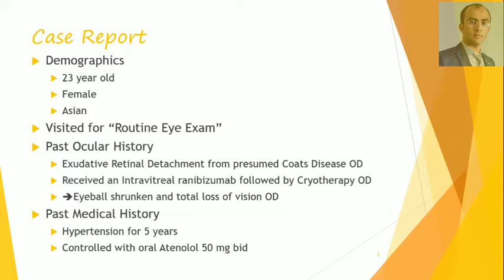After that, no definitive diagnosis was offered for the cause of the retinal detachment, except for one document which indicated Coats disease. She had a history of hypertension, which was suboptimally controlled with oral atenolol, 50 mg twice daily. She was seen by an ophthalmologist just a couple of weeks before she presented to my office.